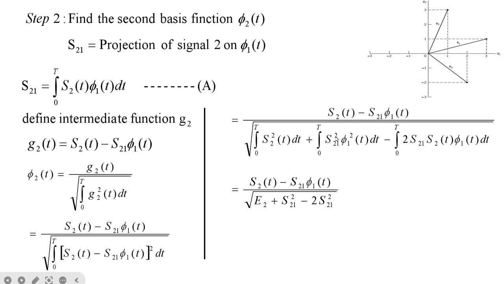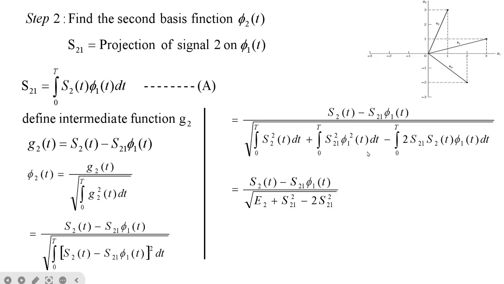Okay, this term we will take out of the integration, that is s21 square, and the remaining term is integration 0 to capital T phi 1 square of t dt, whose value is 1. So we get here s21 square. Then minus, here again we'll take 2 out of the integration and s21 out of the integration. The remaining term is integration 0 to T, s2 of t into phi 1 of t.